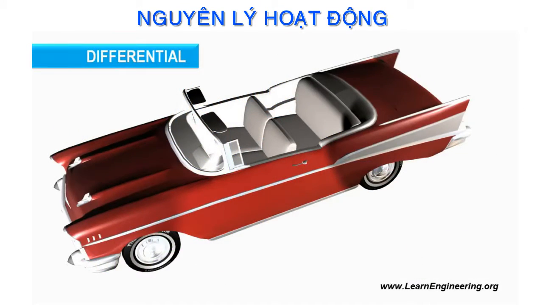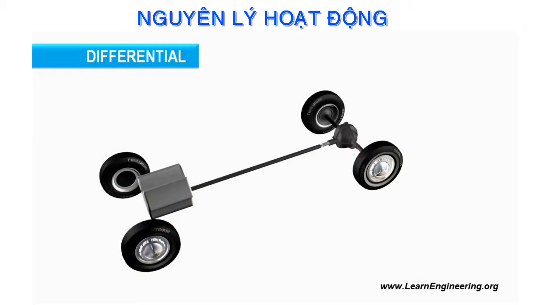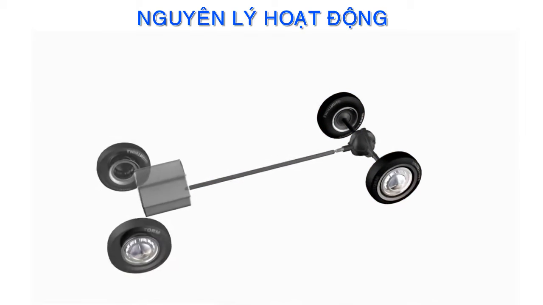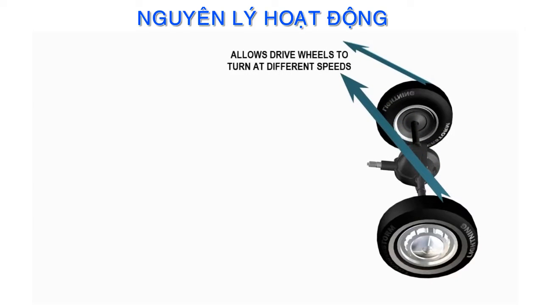Differential is an integral part of all four-wheelers. Wheels receive power from the engine via a drive shaft. Main function of the differential is to allow these wheels to turn at different RPM while receiving power from the engine.